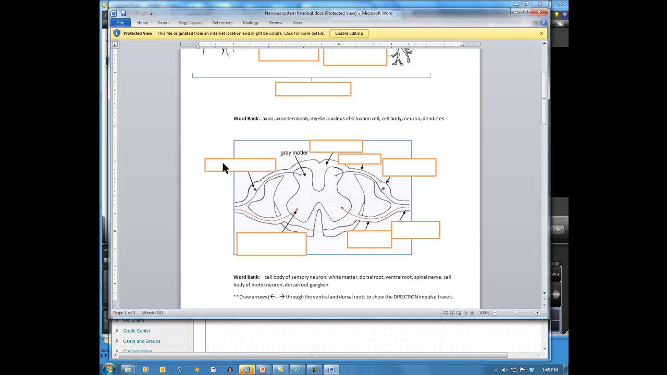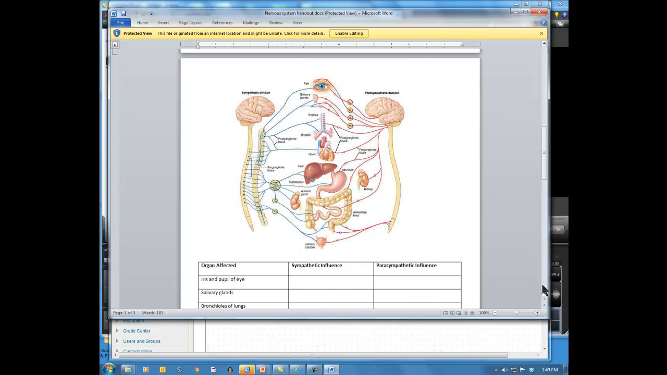Now, to name exactly what these neurons are, this would be a sensory afferent neuron here, and this red one would be a motor efferent neuron carrying information out. So for drawing arrows, the blue neuron is carrying information into the spinal cord, and the red neuron is carrying information from the spinal cord. So your arrow should be leaving the spinal cord on the red neuron, entering on the blue neuron. So that's it for that diagram and labeling.